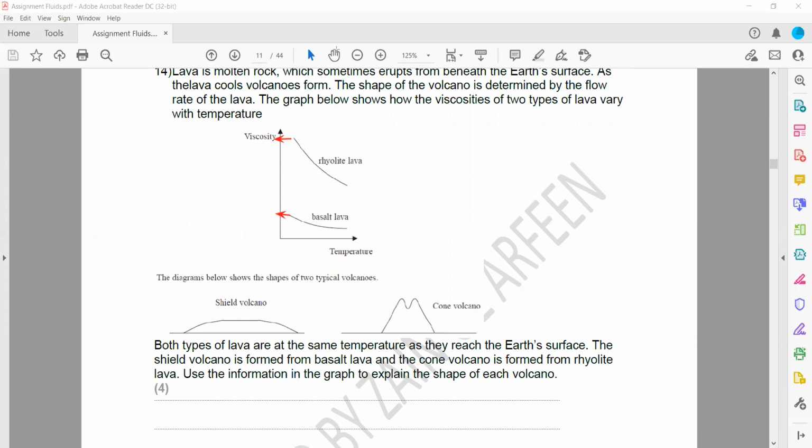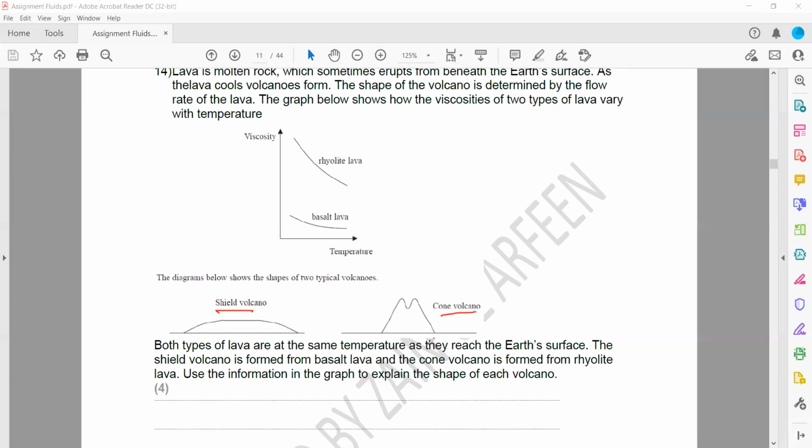So basalt lava can flow easily because it has a lower viscosity, whereas rhyolite lava will flow at a slower rate because it has higher viscosity. And the change in viscosity with temperature for rhyolite lava is more than that of basalt. There are two types of volcanoes which can be formed by volcanic eruption. One is the shield volcano, another is the cone volcano. Both types of lava are at the same temperature as they reach the Earth's surface.